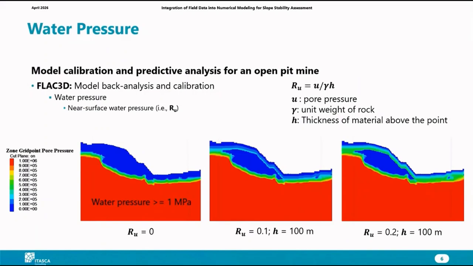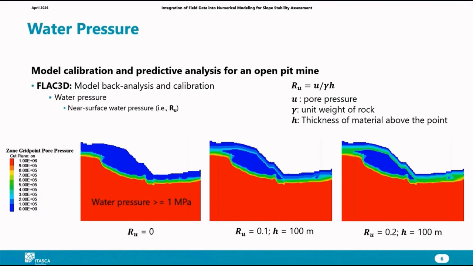So RU is the pore pressure ratio. It is a simplified way to represent the level of water pressure relative to the total stress. It is often used to account for elevated water pressure conditions caused by heavy rainfall or snowmelt in slope stability analysis. So here we look at three cases, RU equal to 0, 0.1, and 0.2.